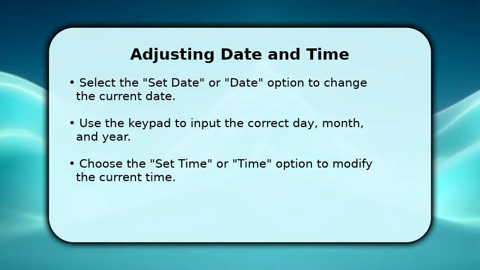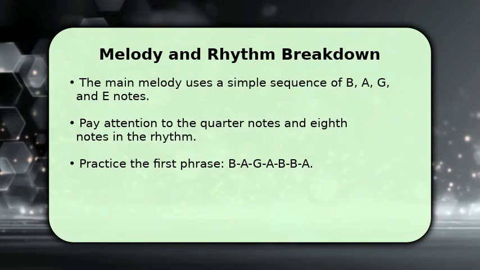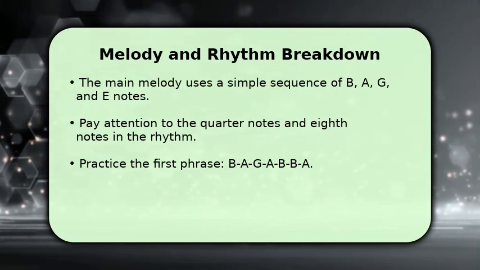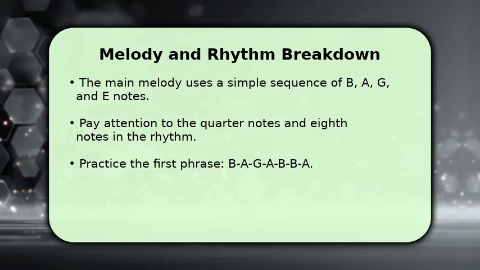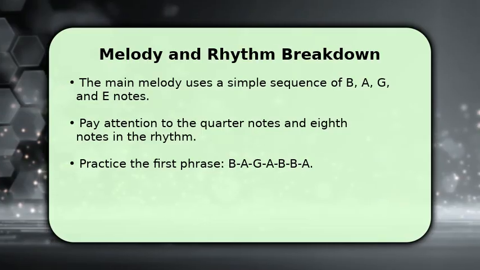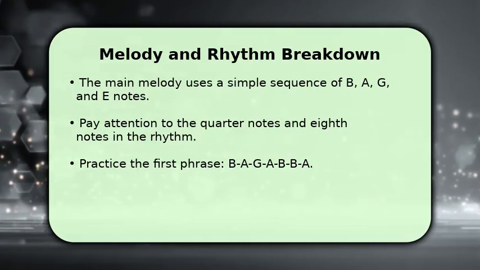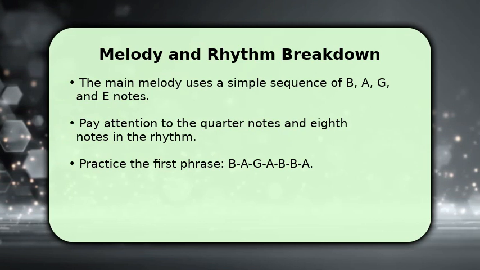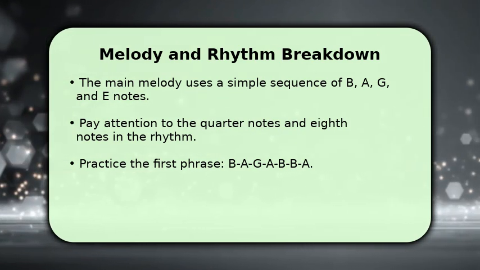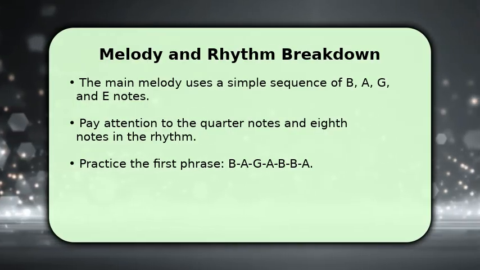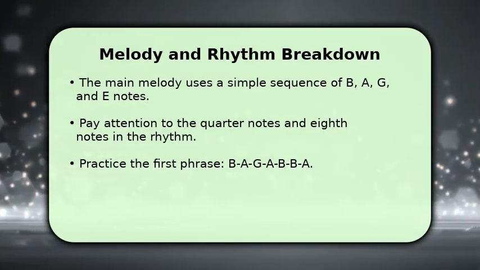Now, let's dive into the melody and rhythm. The core melody of Bad Blood primarily uses the notes B, A, G, and E. Focus on the rhythm, which includes a mix of quarter notes and eighth notes. Try practicing the opening phrase, Bia Gia BBA. The song's tempo is moderately fast, around 120 beats per minute, so start slowly and gradually increase your speed.